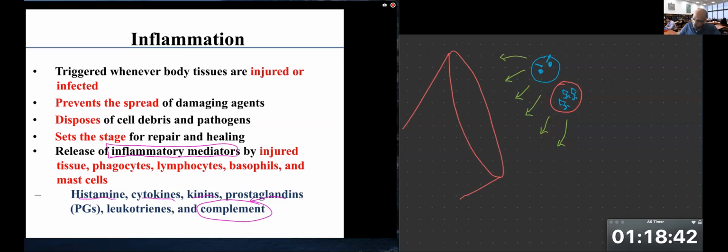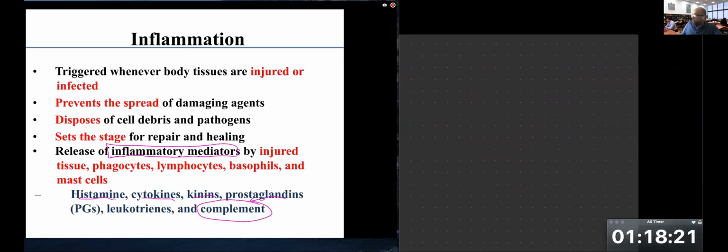And how will it do this? By dilating the arterioles, dilating the blood vessels. And when I dilate the arterioles, dilating the vessels, I get more cells delivered to the site of the infection. It's like calling your friends if you have a fight.